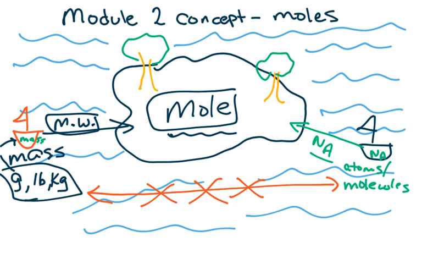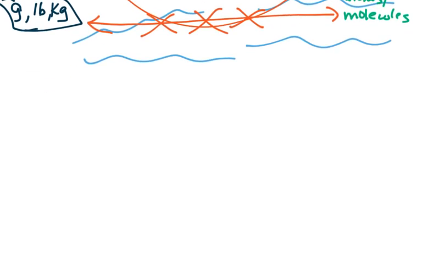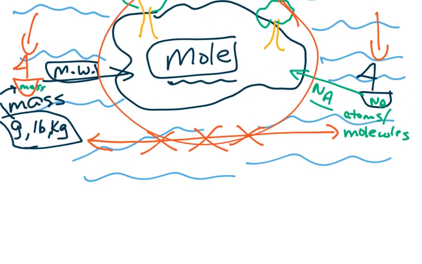Those are the only two paths we're learning in Module 2. We'll do other paths. There are other ways to get to Mole Island. And as the semester progresses, we'll build on this map. We'll start, but right now this is where we're starting. So we have moles sitting in the middle, of course, and we can get there from mass. We can get there from atoms. Okay.